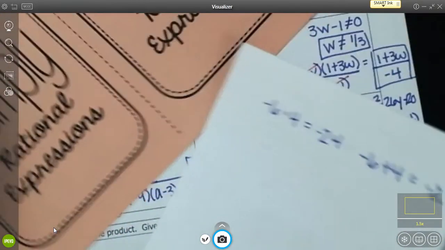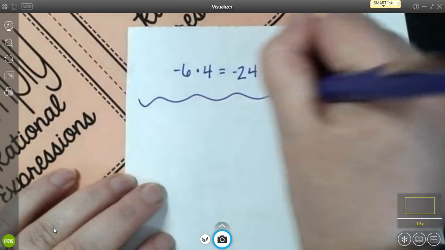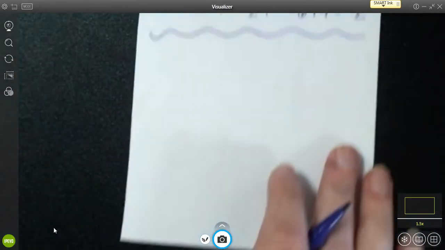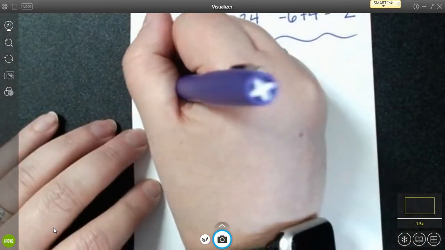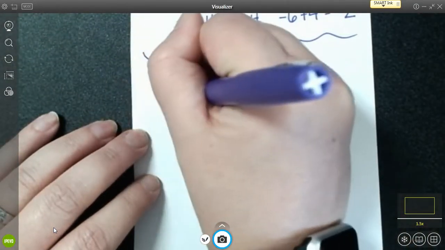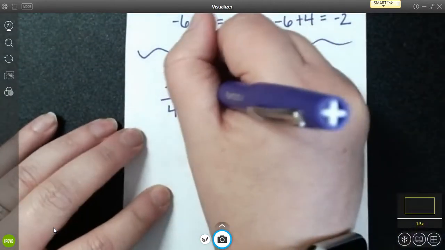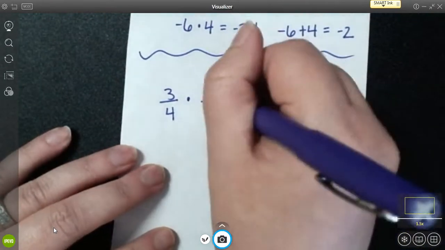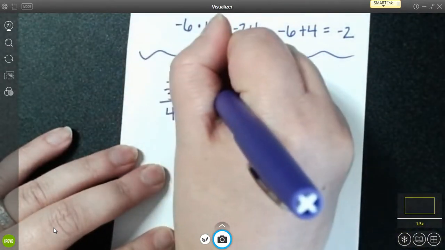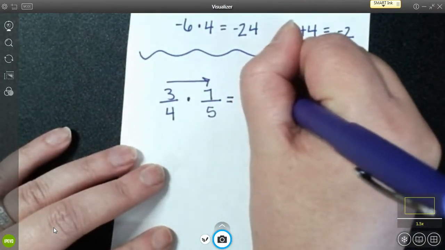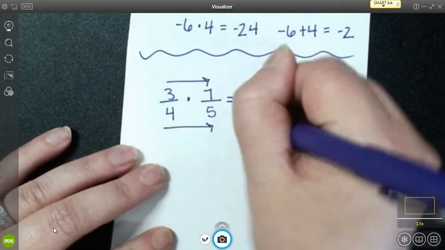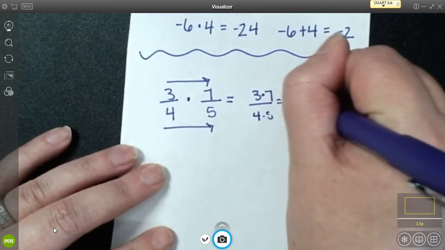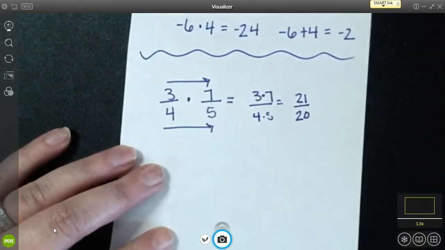Okay, so just a quick little side trip here. When we talk about multiplying fractions, for example, 3/4 times, I don't know, 7/5. We're going to go straight across the top and then straight across the bottom. So we get 21 over 20.